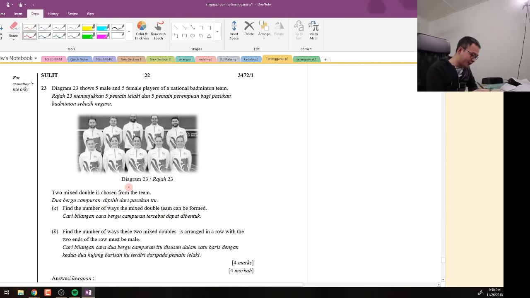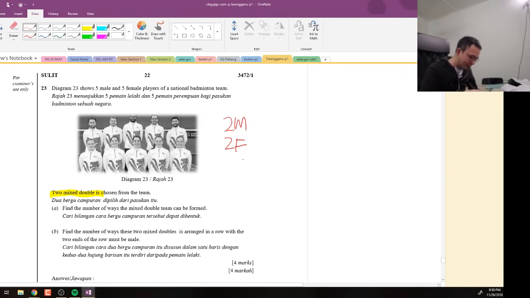First thing you have to understand is how many people you are choosing for 2 mixed doubles. Basically you are choosing 2 male and 2 female, right? That is what you are choosing, because 1 mixed double is 1 male and 1 female, so 2 mixed doubles is 2 male and 2 female.